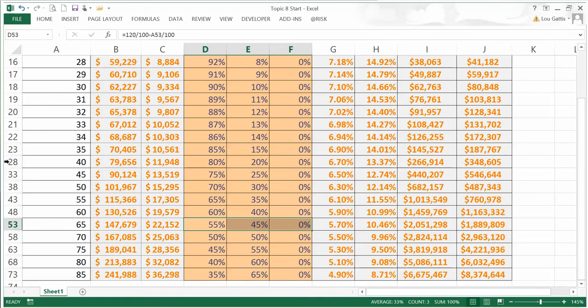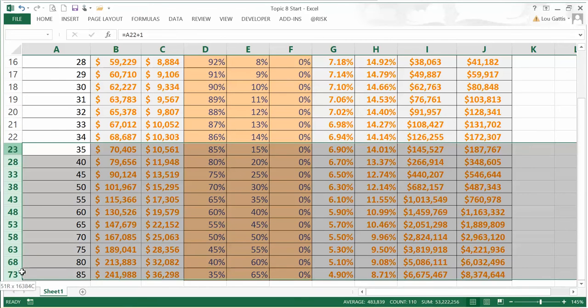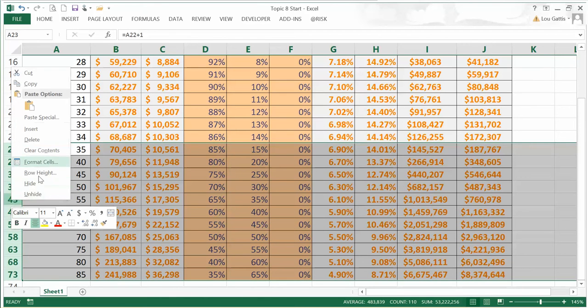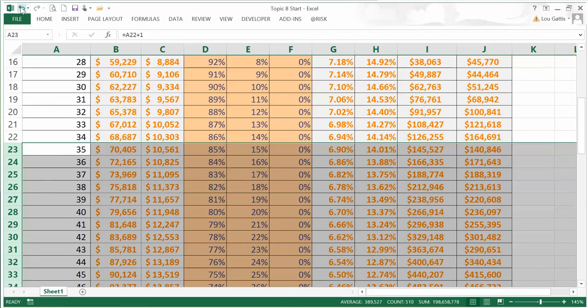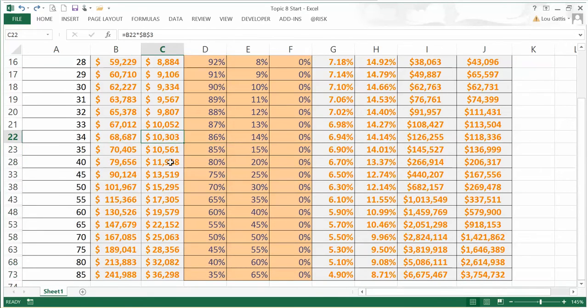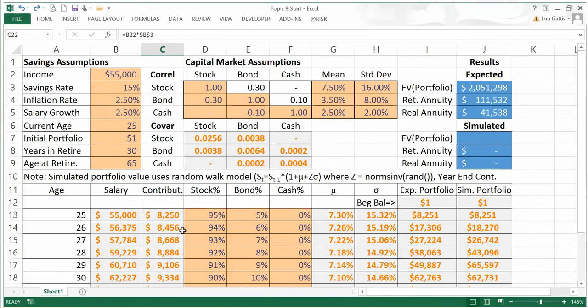And I've just hidden some rows here. So I could highlight this and unhide it. But it's just easier to look at with some hidden rows. Just copied these formulas down, having salary grow at the salary growth rate, contribution always being 15%, and my allocation going down every year to stocks and going up every year to bonds. I then calculate the annual mean and standard deviation of the portfolio based on these weights.